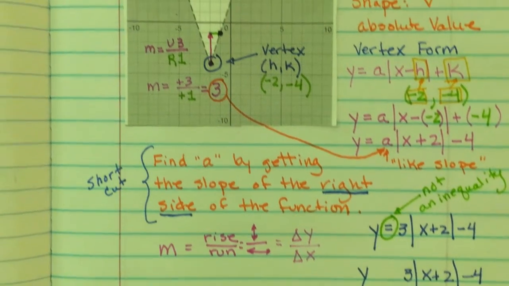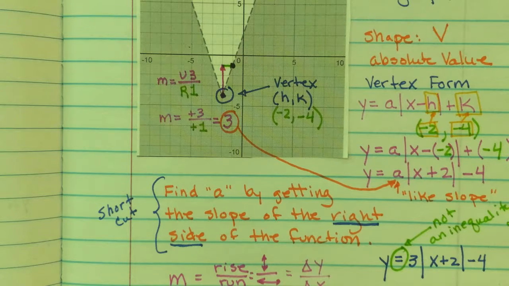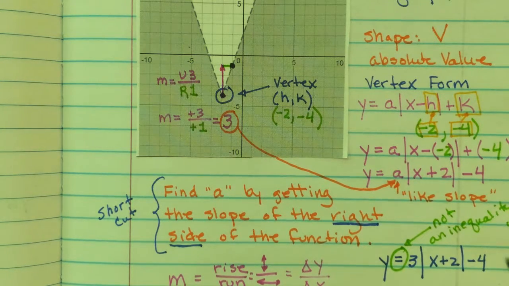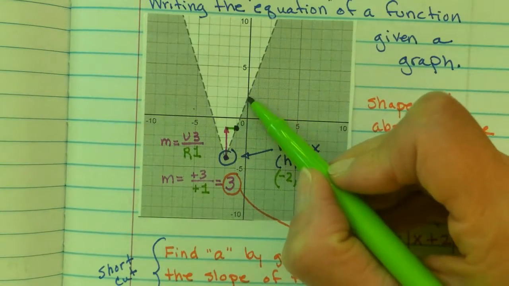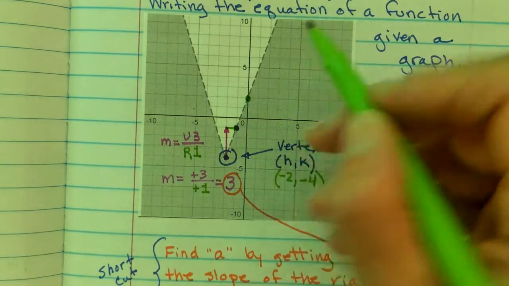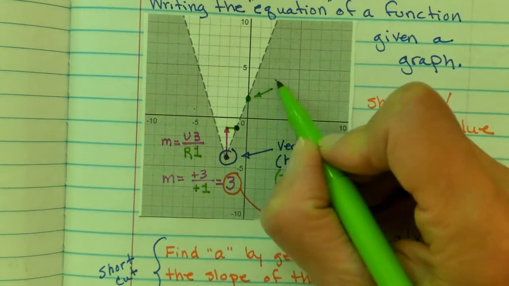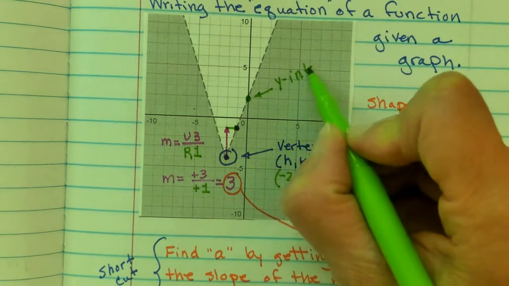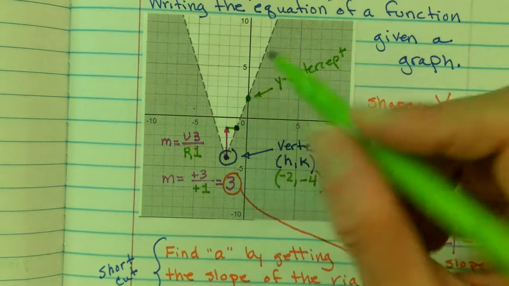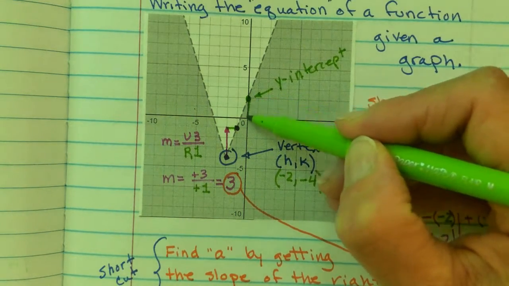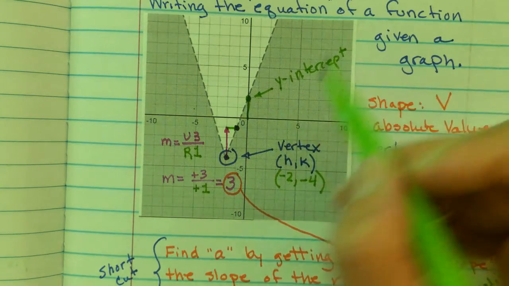So just like we were trying to figure out where we were going to shade, now we're going to figure out what is shaded. So we're going to do the same technique that we've done before. We're going to go to our y-intercept right here. So let's mark that as my y-intercept. And I'm going to ask myself, where is the shading? The shading is below. Okay?